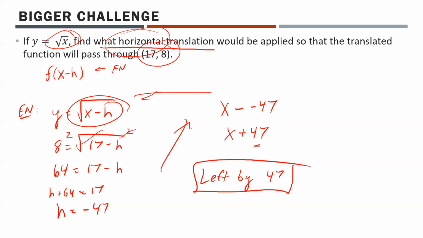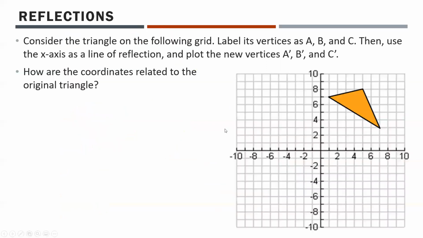We're going to learn the next thing of the lesson today. It's going to be a bit longer here. We're about halfway through. Let's get rolling. So moving away from mapping notation and that review of translations, we're going to talk about something completely different today. We're going to talk about reflections.